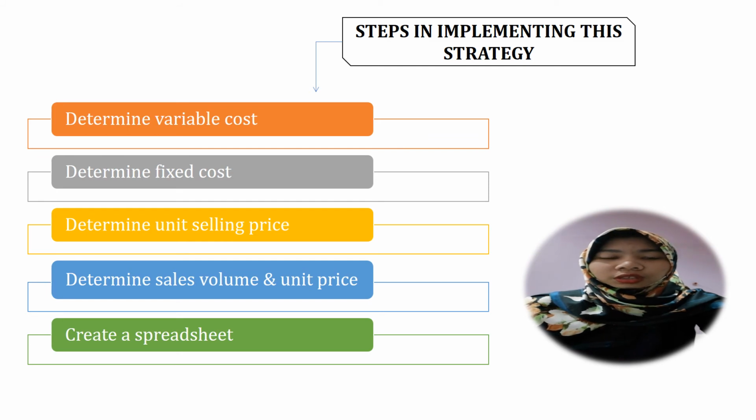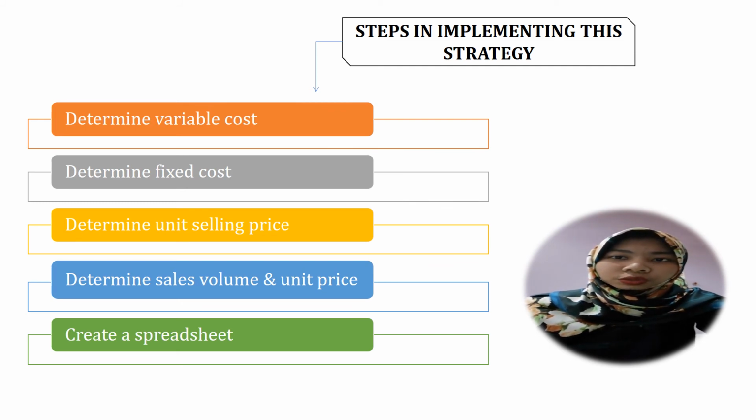Determine the variable cost of producing one unit of the product. Variable costs are those costs associated with making the product or buying it wholesale. If we are making a product, we will need to know the cost of all the components that go into that product. Next is to determine the fixed cost, the cost to keep the business operating even if you did not produce any product.